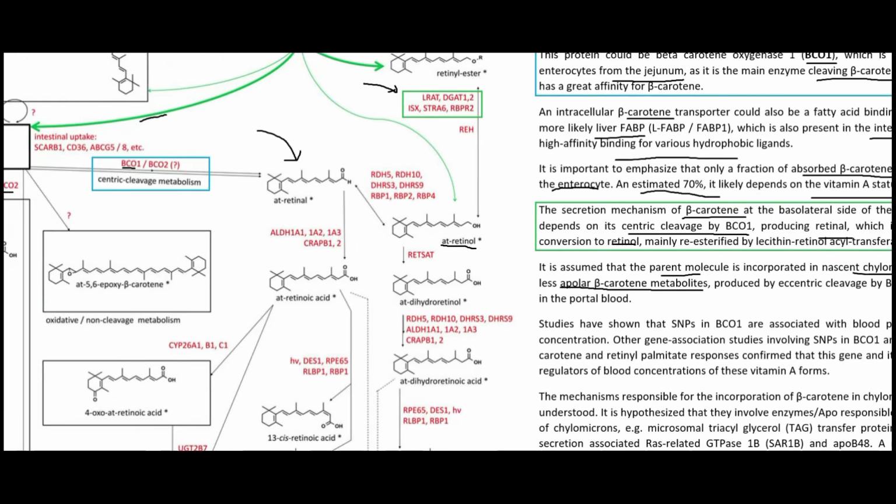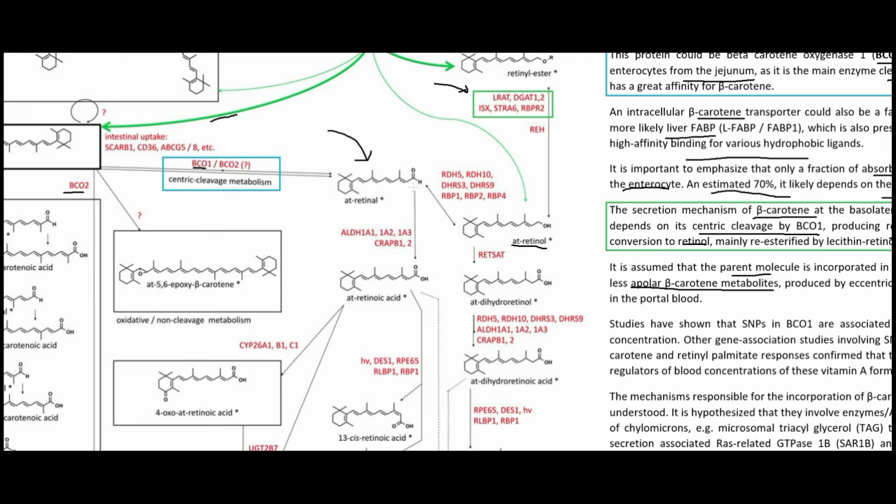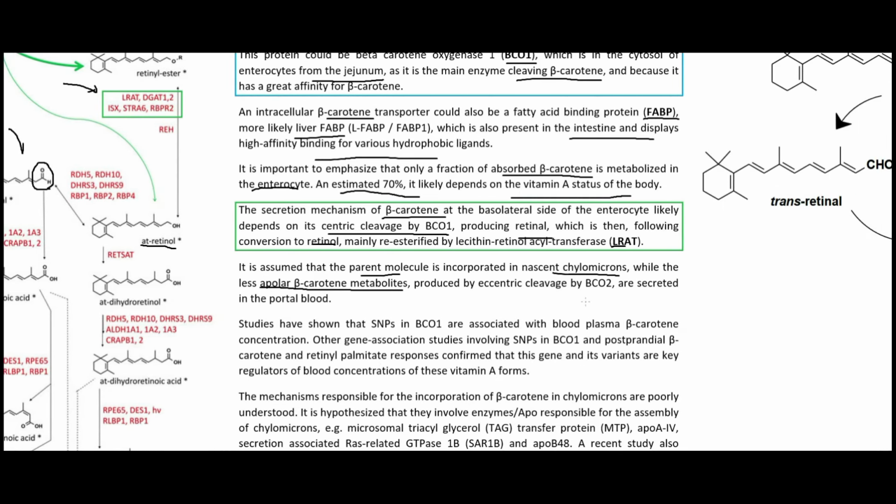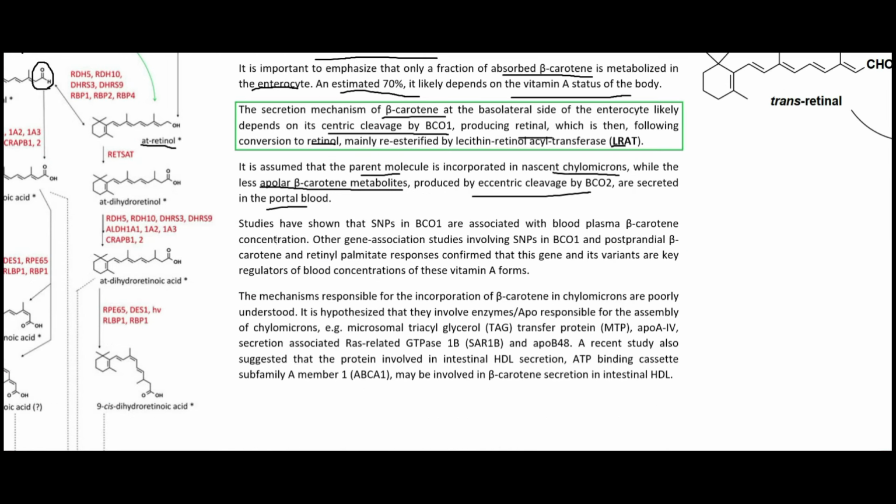So it's saying that when we cleave it into this retinal, for instance, we end up with this hydrophilic part right here, so it is less apolar, it is less hydrophobic. So the less apolar beta carotene metabolites produced by the eccentric cleavage are secreted into the portal blood. So it's saying that those might actually be hydrophilic and then would not have to be in the chylomicrons.